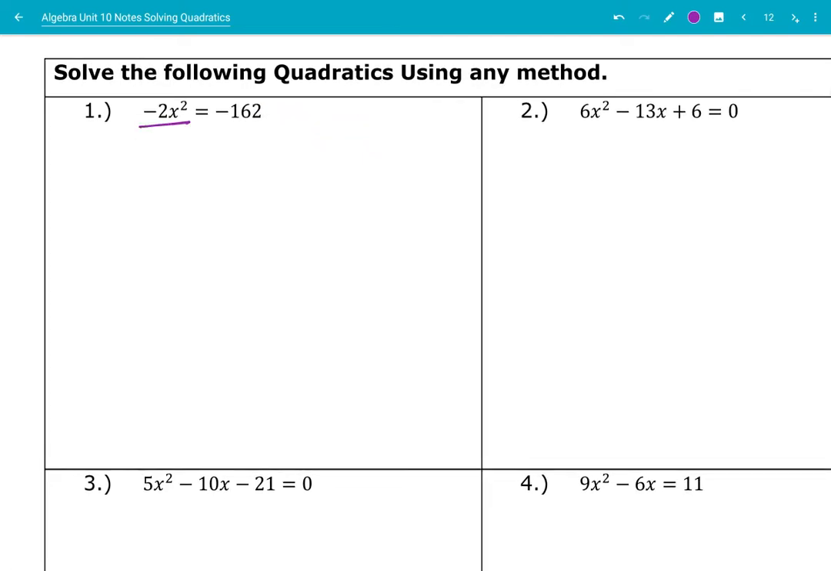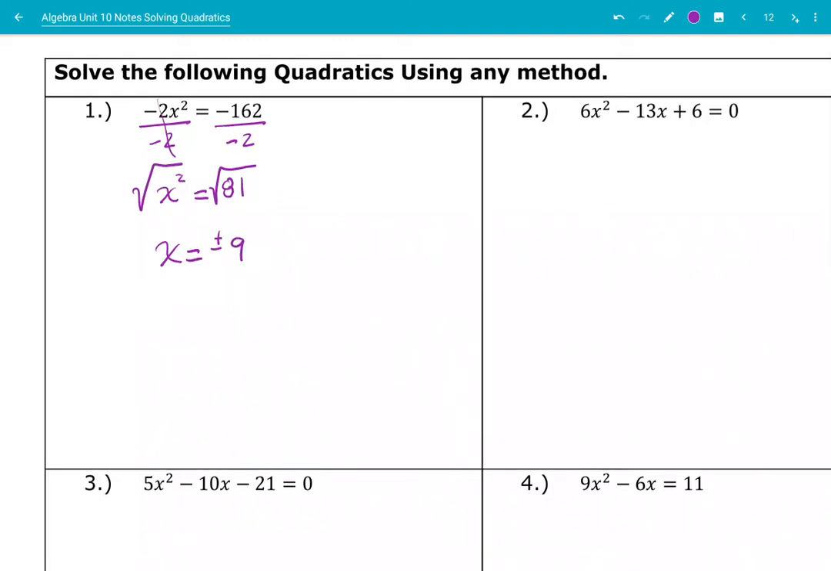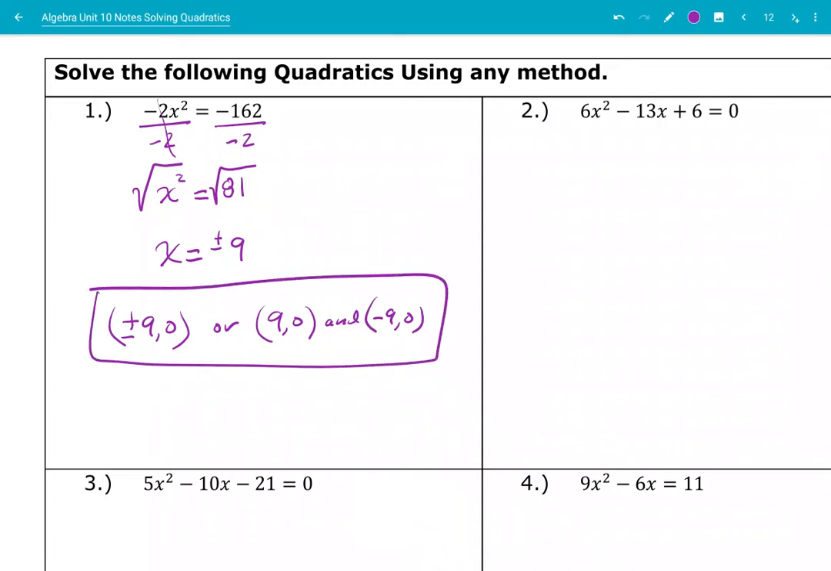We can take the square root of both sides. But first I got to isolate that x squared. So I'm going to divide by minus 2. And that gives me x squared equals, let's see, 162 divided by 2, that's 81, isn't it? 81, there we go. Take the square root of both sides. X equals plus or minus 9. There we go. So my answer is either plus minus 9, comma 0, or 9, 0, and minus 9, 0. That's where the parabola crosses.